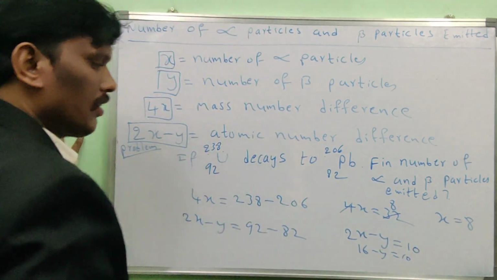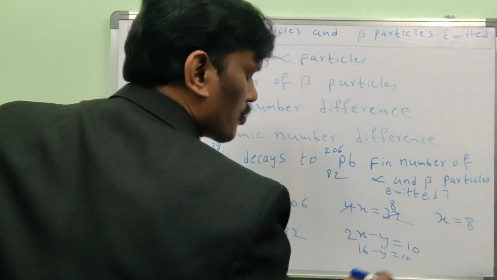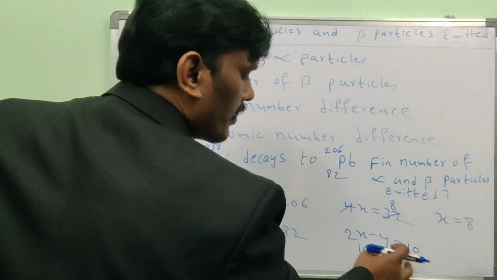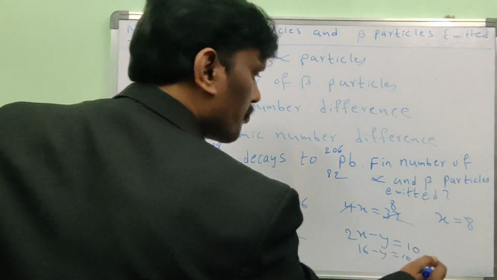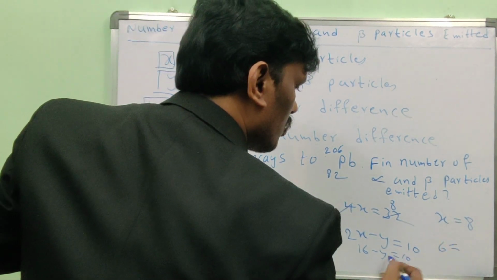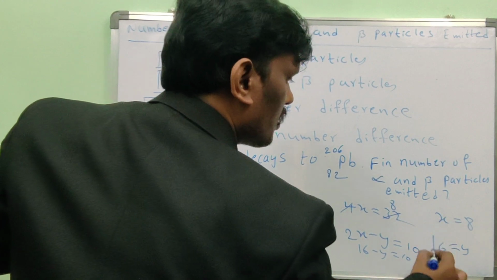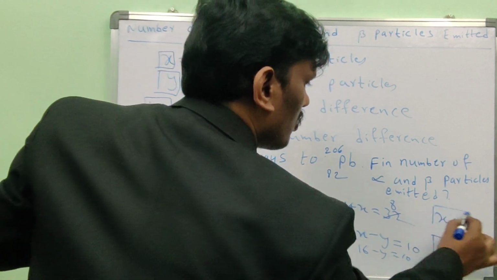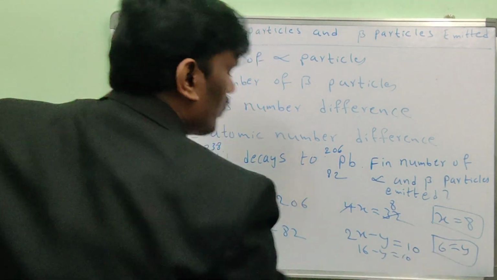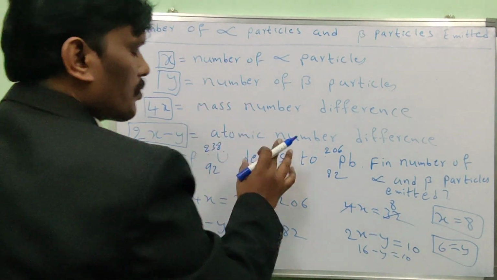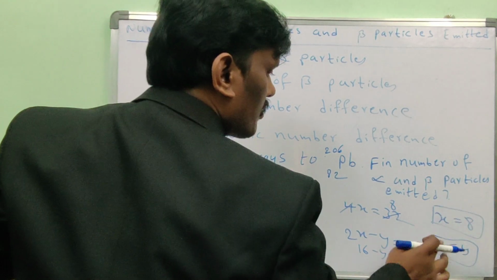From here what is y? y transposes to the right side as plus y. 10 transposes to the left side as minus 10. 16 minus 10 is 6, so 6 is equal to y. Then the y value is 6 and the x value is 8. x is the number of alpha particles and y is the number of beta particles. So in this problem, 8 alpha particles and 6 beta particles.